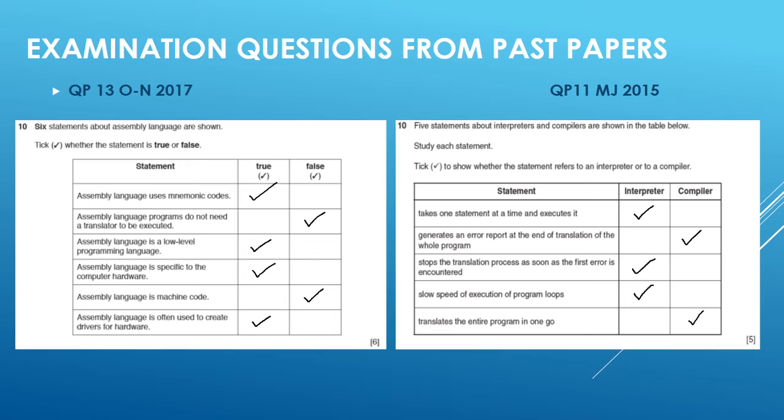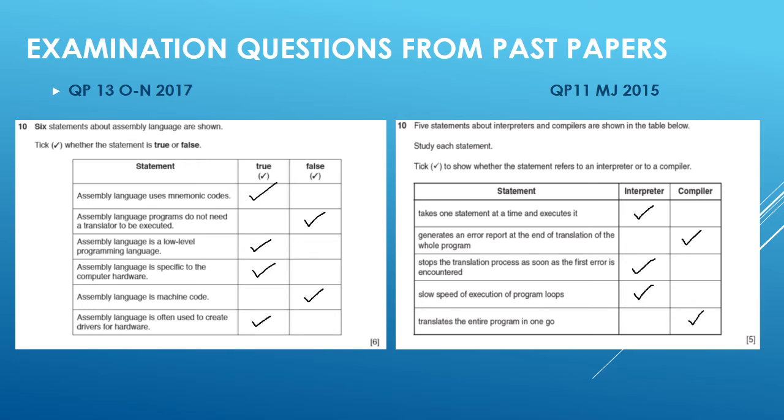Then the next statement is generate an error report at the end of translation of the whole program. So there is one major difference between compiler and interpreter, that compiler translates the whole source code at once. So this is going to be the compiler. Third one, stops the translation process as soon as the first error is encountered. As you know that interpreter translates the instruction line by line. So if it gets any error, it will stop executing and we need to rectify the error first. So it is interpreter.